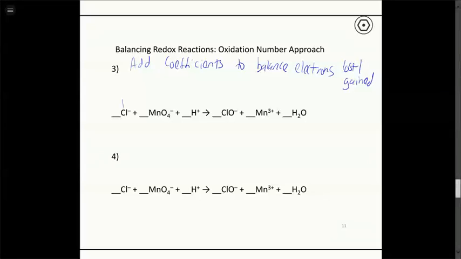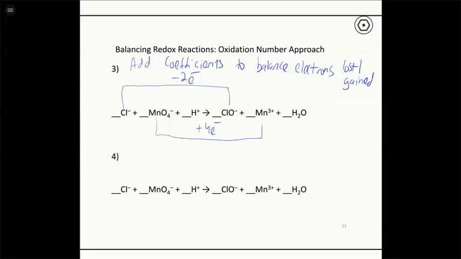So if we look at this reaction here, we saw that Cl minus going to ClO minus is a difference of 2 electrons. It's losing 2 electrons. MnO4 minus to Mn plus 3 is a difference of 4 electrons, but we need to have the number of electrons be the same each. So we have to add coefficients to make these balance. So if we put a coefficient of 2 in front of Cl minus and ClO minus, that means each of those is losing 2 electrons, happening twice for a total of 4.